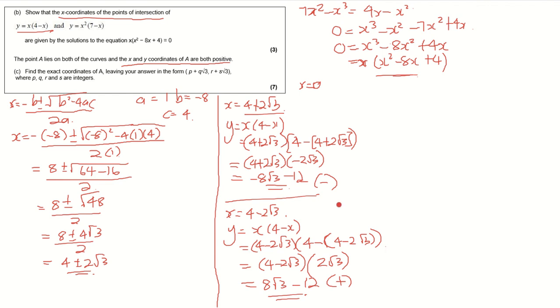Therefore the coordinates are: 4 minus 2 root 3, which gives 0.588. So the coordinates of A will be (4 minus 2 root 3, 8 root 3 minus 12). That's your answer.